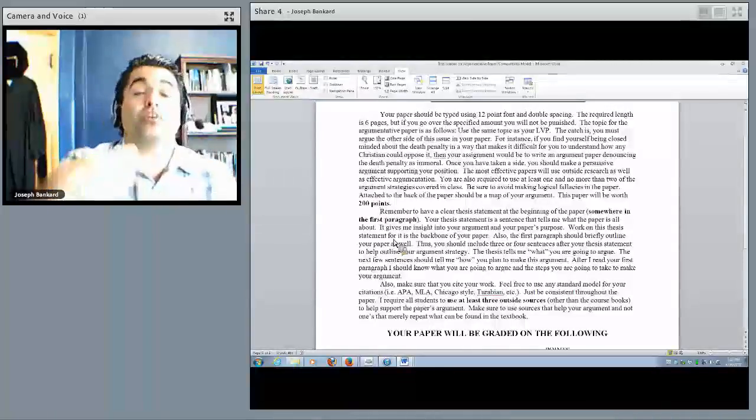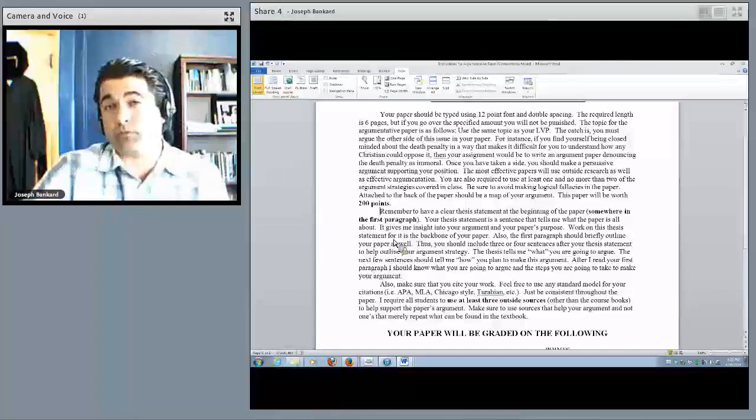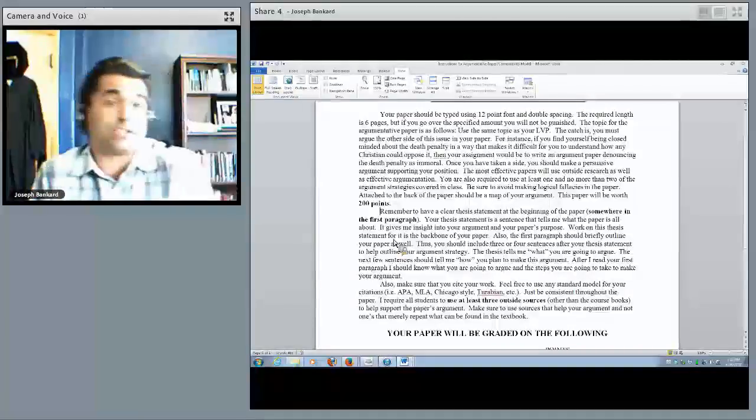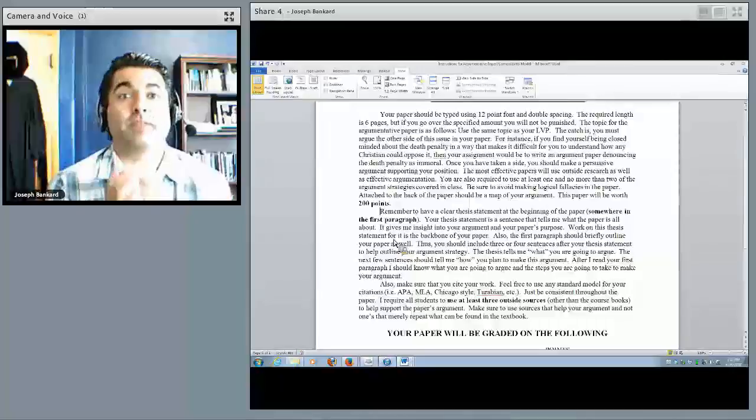What is your argument strategy? What inductive or deductive strategy will you use? What major articles will you use? What major data will you use? All of that is sort of outlined in a really neat package in the first paragraph. The first paragraph is vital. Spend a lot of time on it. It's the outline for your paper as a whole, right? The first paragraph outlines it.